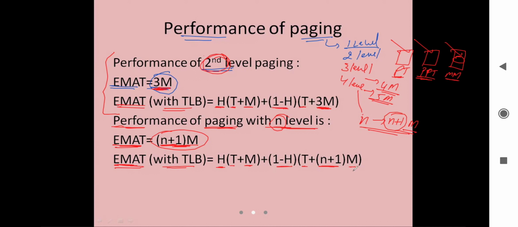So this is the effective memory access time with TLB. For n level it is n plus 1 M, and here this one. So is this also clear? Yes, confirm me.